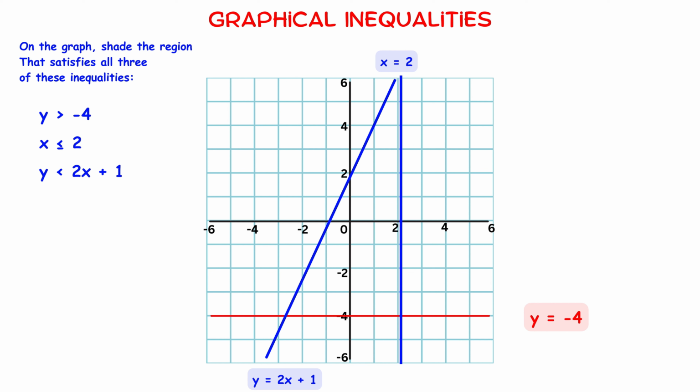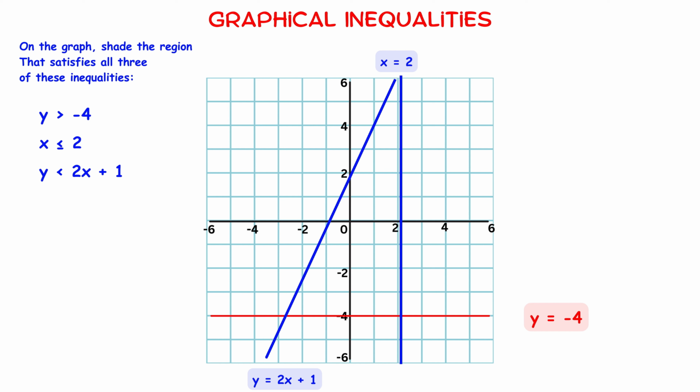Then, for our second inequality, x is less than or equal to 2, we draw a vertical line that cuts the x-axis at 2. And remember, because it's a less than or equal to sign, the line needs to be solid like this rather than dashed. And because it's less than or equal to 2, we know that the x value will be somewhere in this region to the left where the x values are all smaller than 2, so we can draw our arrows on like this pointing to the left.